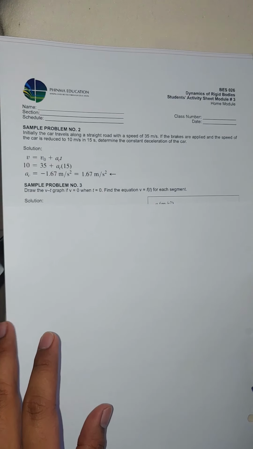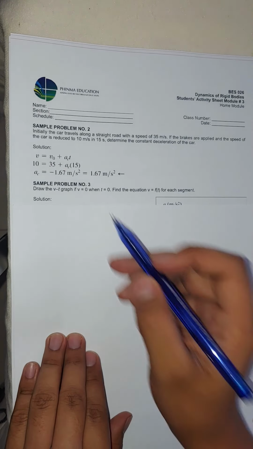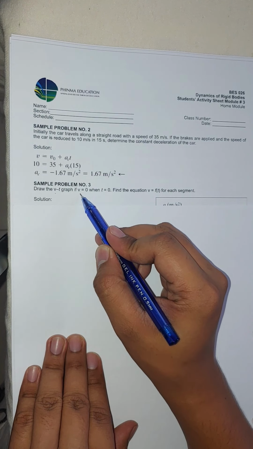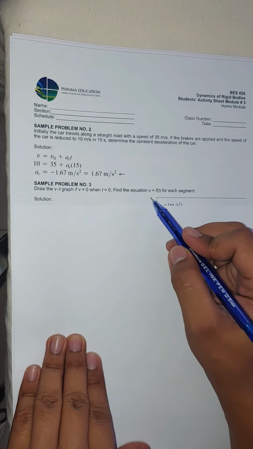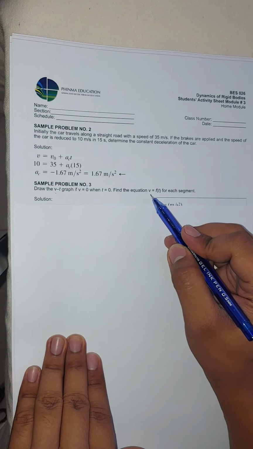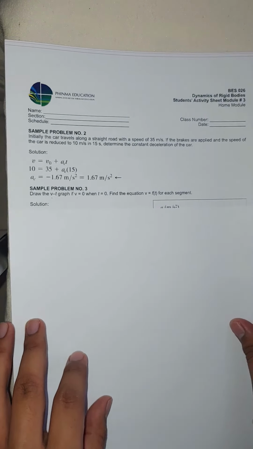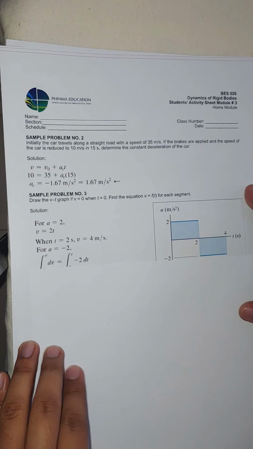Okay, so we're already now in our problem number 3. We are asked to draw the velocity versus time graph, if the velocity is 0 at time equal to 0. We're also asked for the velocity function v as a function of time for each segment. Okay, so the graph given here is acceleration.